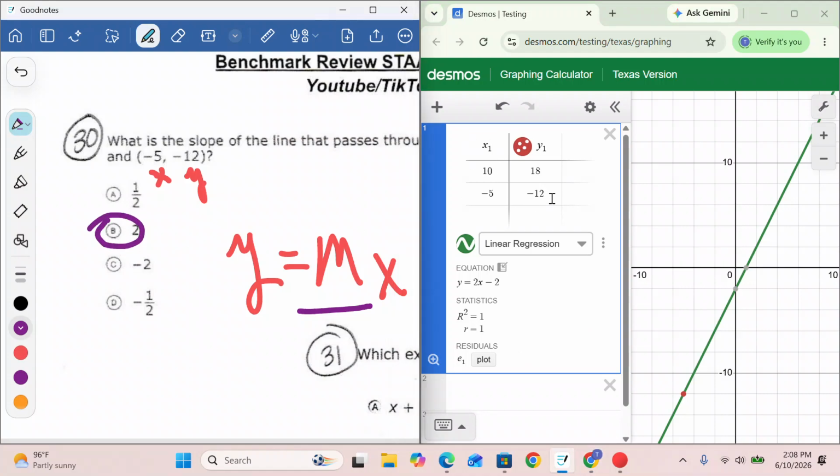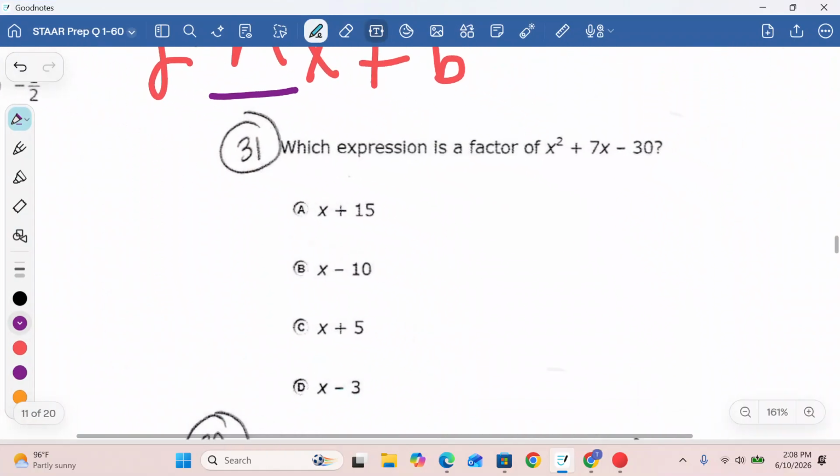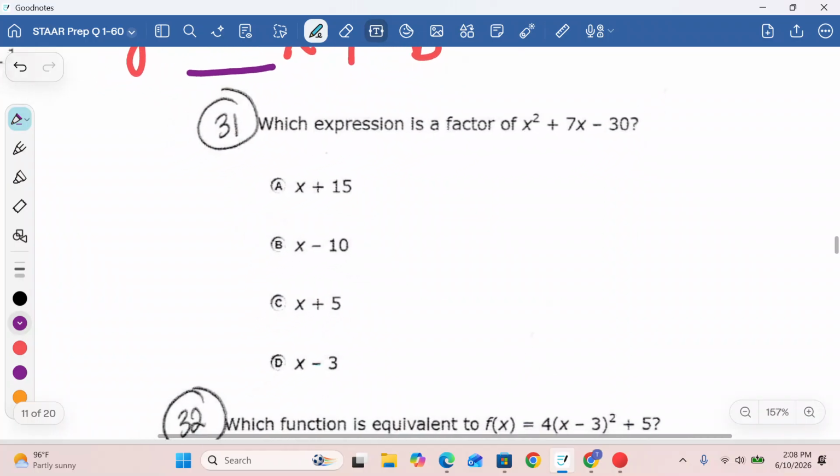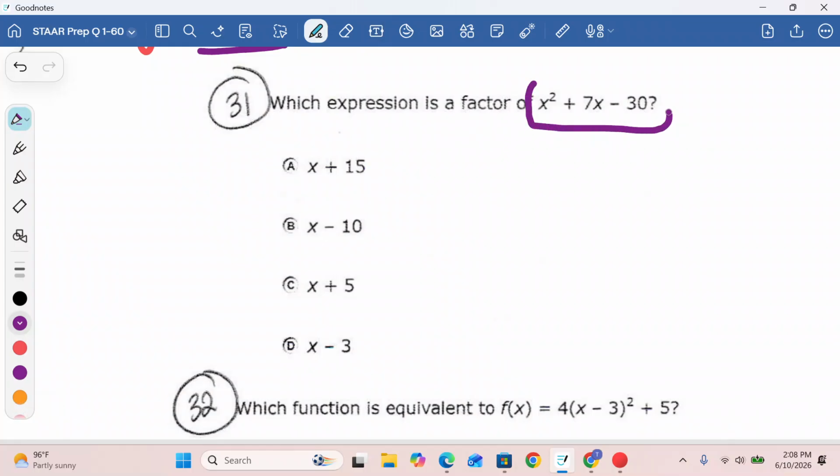Okay, Desmos did a lot for us. So let's try our last two problems, and I think that will be a good stopping point, and then I can share with you the videos, and I can share with you the platform on the STAAR. So which expression is a factor? Factor is another word for x-intercept. Oh, this one's a juicy one.